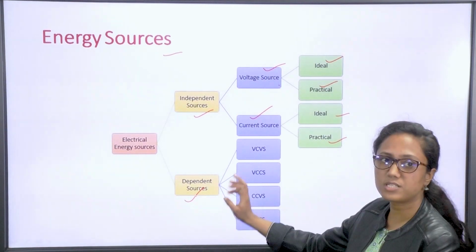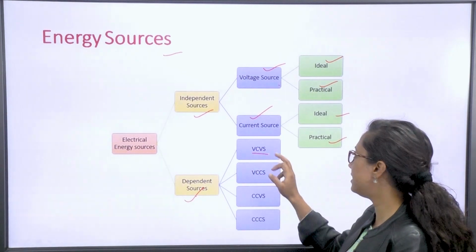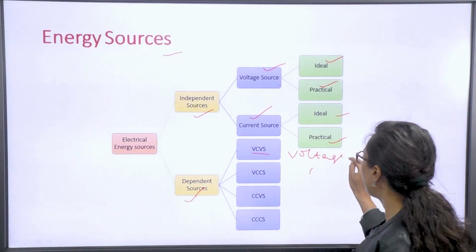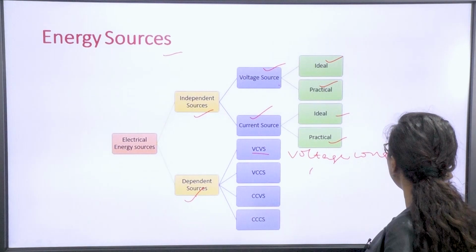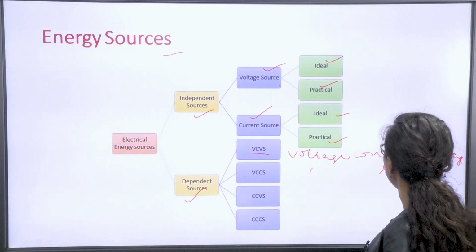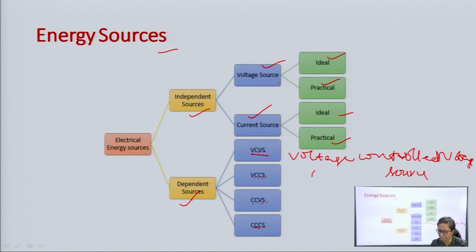Now the dependent sources are classified into four categories. That is VCVS, the voltage controlled voltage source, voltage controlled current source, current controlled voltage source, and the current controlled current source. We will just see it in brief.